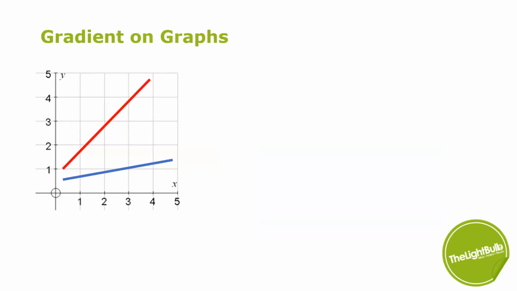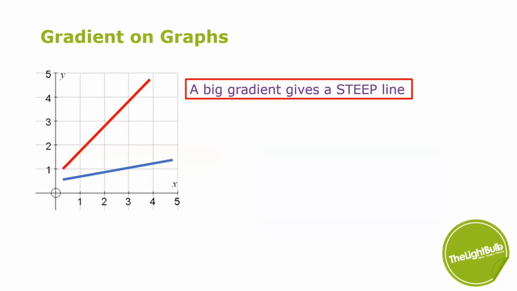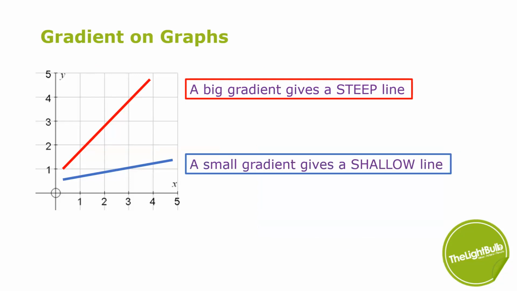Now, if we apply that to graphs and try and draw these gradients on graphs, we can end up with different steepnesses of lines. So let's have a quick look. Which do you think is the big gradient? That's right, it's the red one. So a big gradient gives a nice steep line, and the blue line there is a small gradient. It's giving a much shallower line.